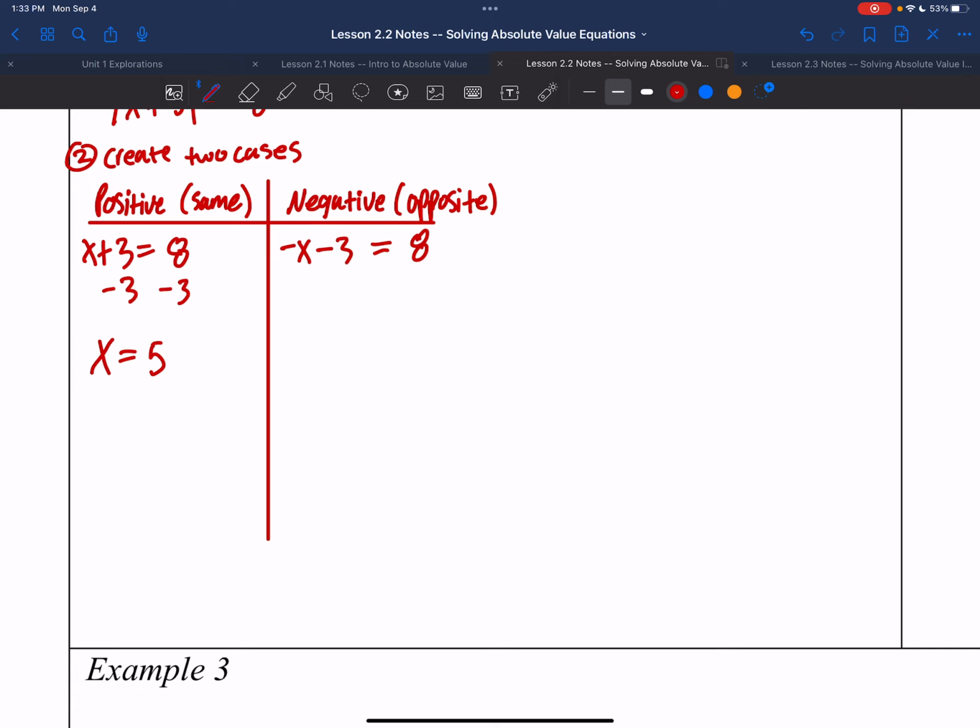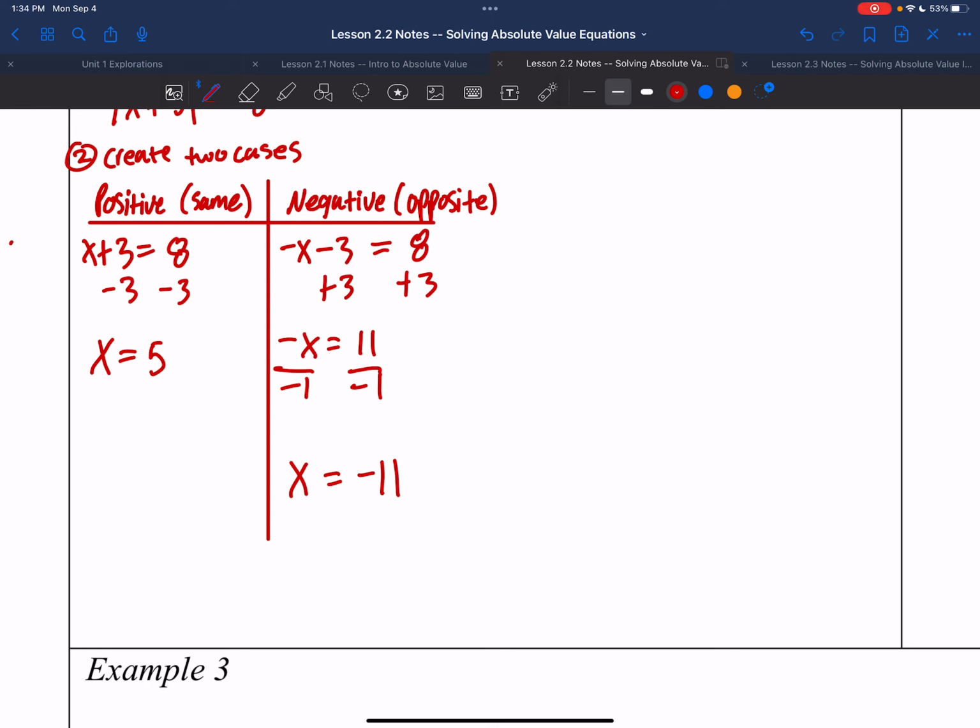On the negative side, I'm going to also solve for x. So I'll start by adding 3 to both sides. And so then I get negative x equals 11. I don't want negative x, so I want positive x. So I'll divide by negative 1 on both sides. And so this becomes positive x equals negative 11. And so these are my two answers, right? But the question is, do they both work?